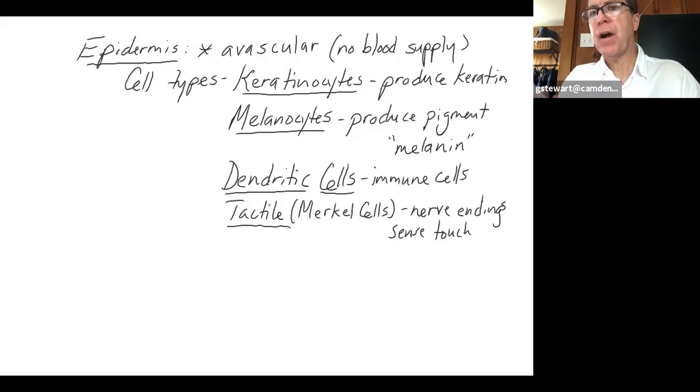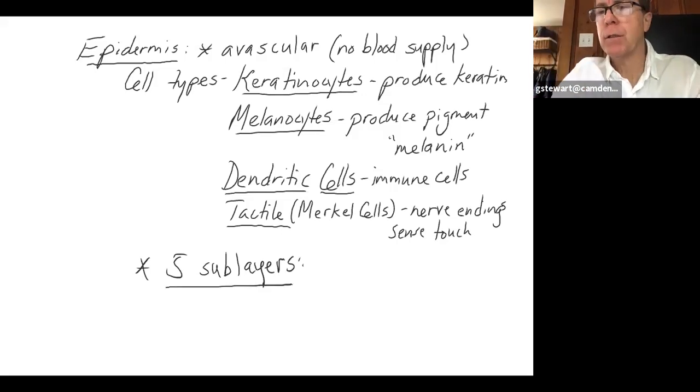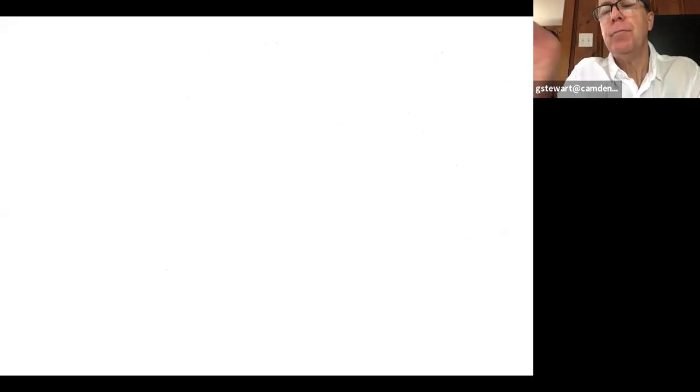Now I'm going to go through the 5 major layers of the epidermis. So I'm going to write 5 sub-layers and then call up a new whiteboard, okay? I'll describe to you where these layers are located. So remember, we're talking about the epidermis. That's the most superficial, the outer layer of our skin. So let's go to a new whiteboard. And we're going to do those 5 sublayers right now.